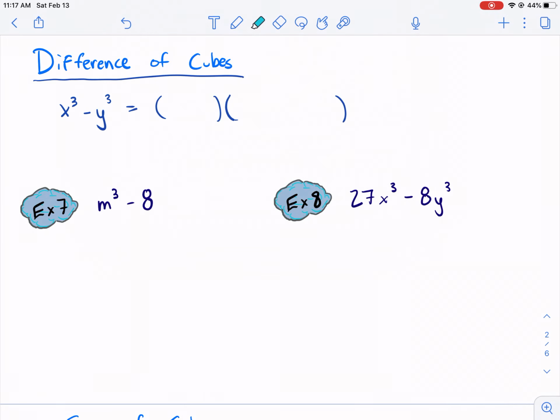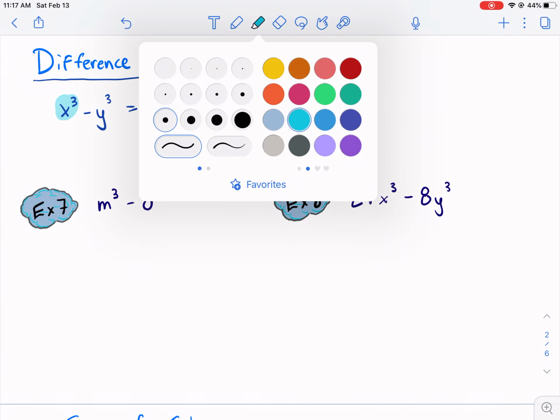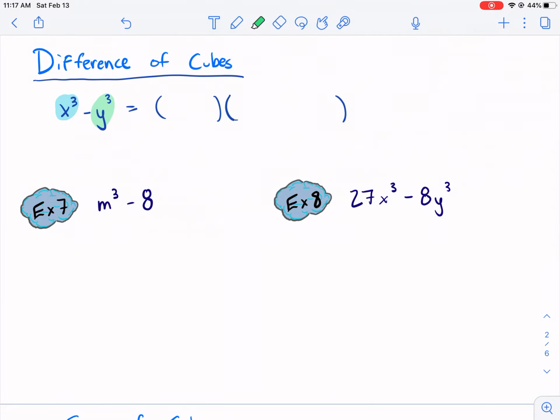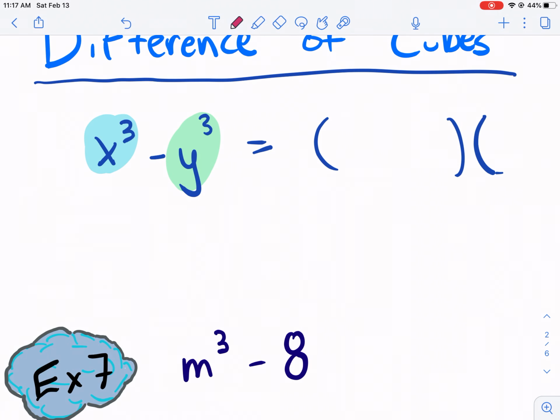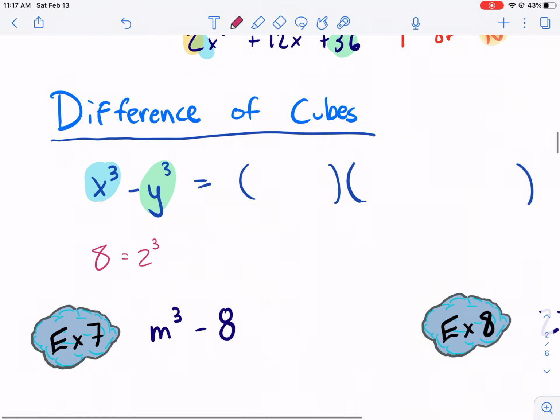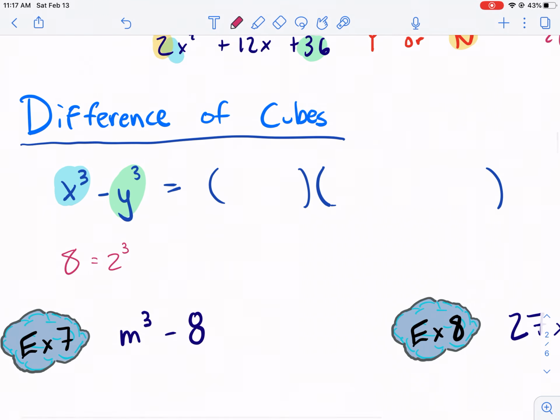The first thing is, with difference of cubes, we recognize that we have a first term and a last term. I'll use green. So that's the first thing. These both have to be cubes of some kind. Now, keep in mind, it's not always going to have the 3 there. For example, 8 is a cube. 8 could be rewritten as 2 cubed. They're the same thing. So both of these would be good in terms of being able to factor it into this method.